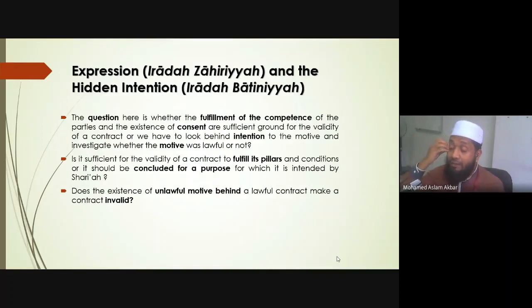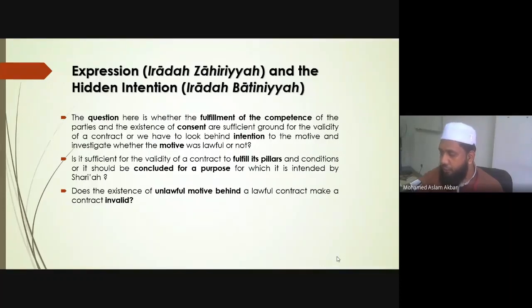Okay. So now let me come and ask you a few very important questions on this. You see, this is what we talk about: irada zahiriya and irada batiniya. Expression is irada zahiriya. Hidden intention is irada batiniya. So the big question here is, you have already fulfilled all three pillars, right? We talked about three pillars, yeah?